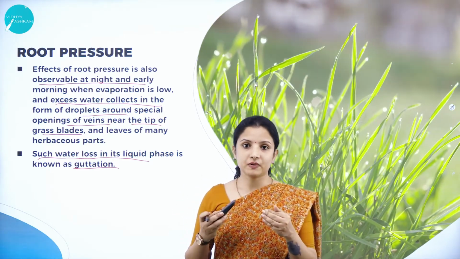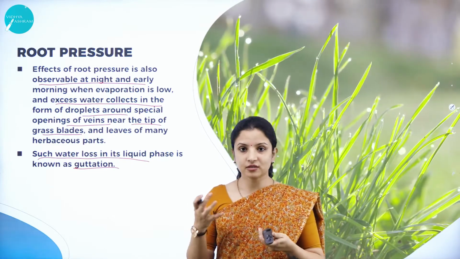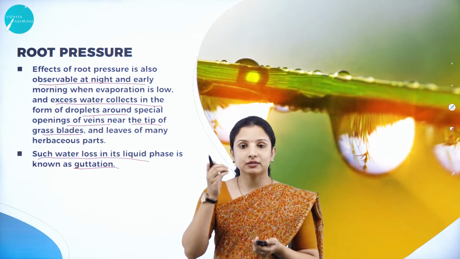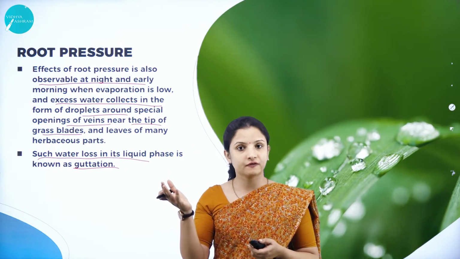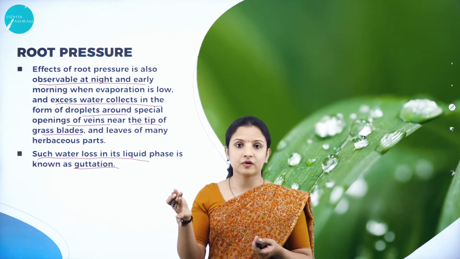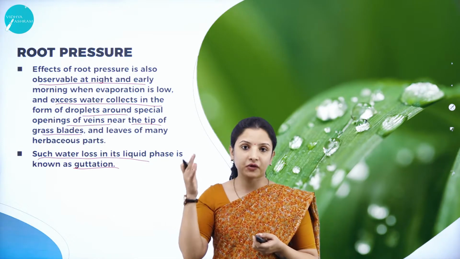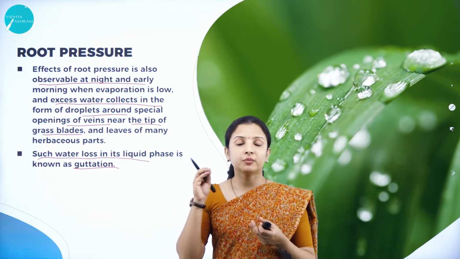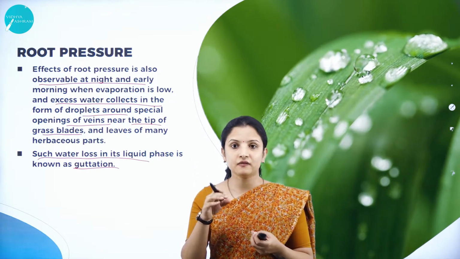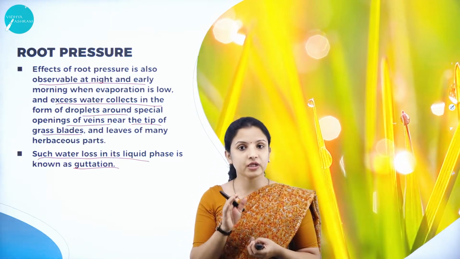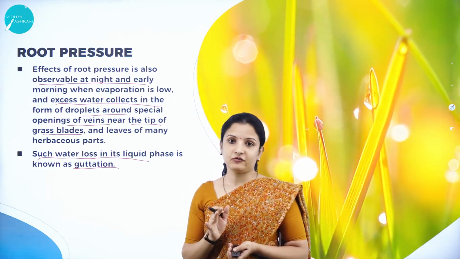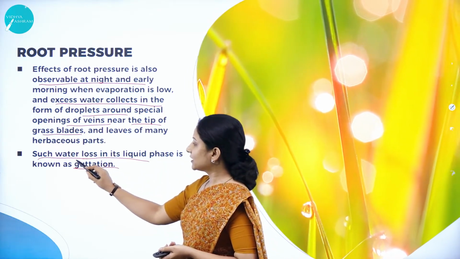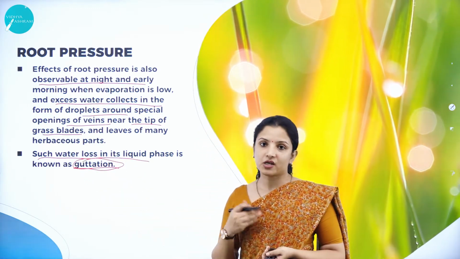But at night, the plants are also absorbing water, and root pressure is being created. So that excess water should be lost from the plant. Because there is no heat from the sun during the night, the water will not be lost in the form of vapor. It will be lost in the form of water droplets itself, which will remain collected at the openings of the veins of the leaves and also in the leaf blade. Such loss of water in the form of droplets is known as guttation.